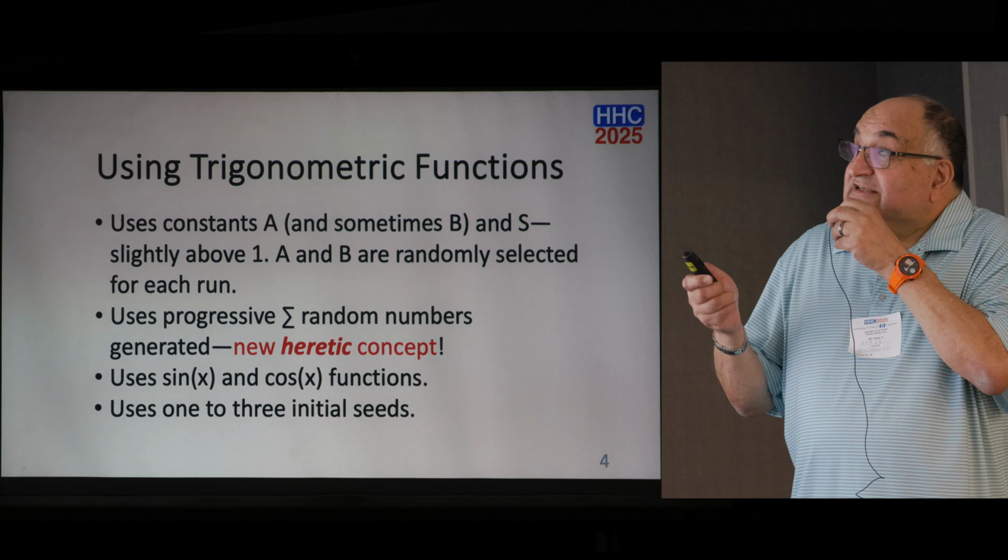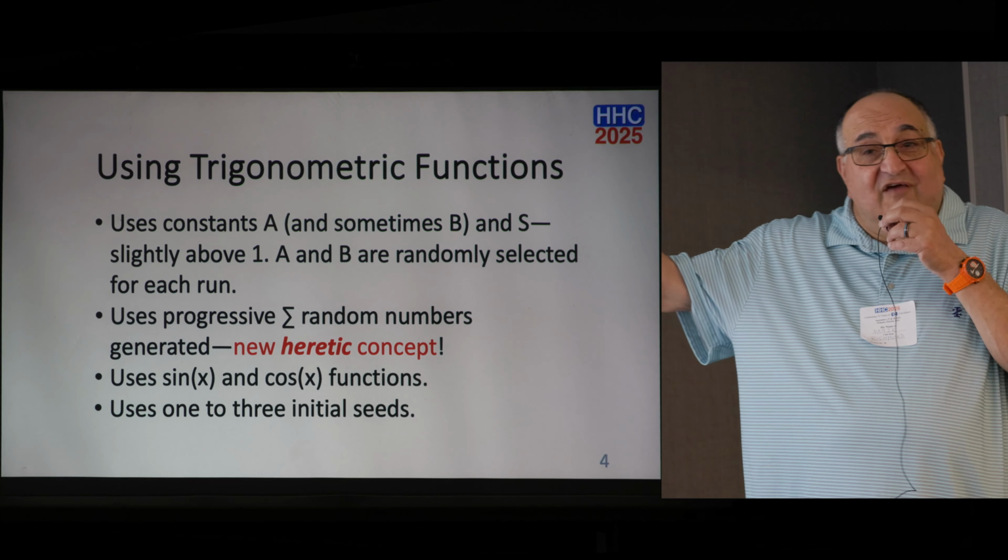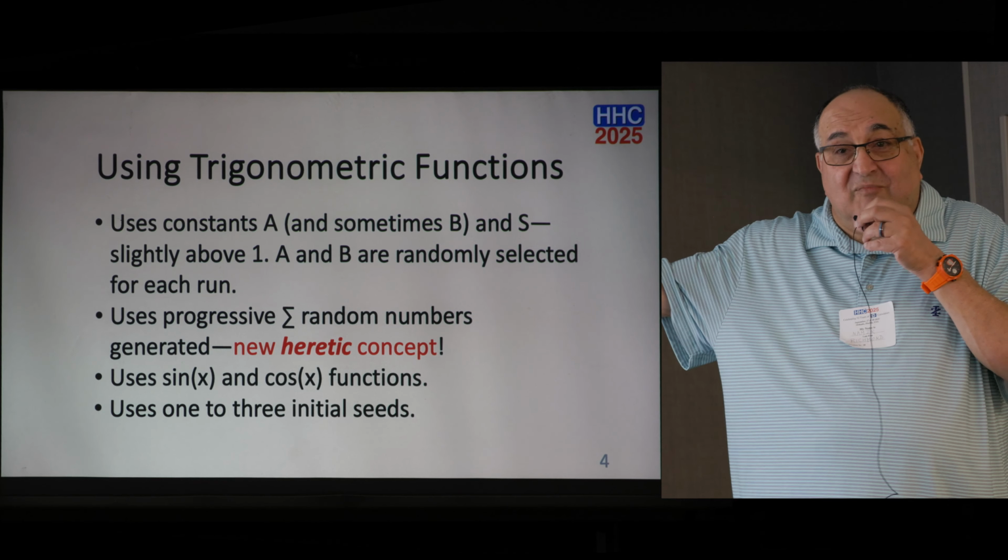The first set is, I use a constant A, and on a few of them B, although those did not make it well, and a constant S, which is slightly above 1. I played with it, and if I have it above 1, it seemed to do okay. A and B are randomly selected in each run. And I use the progressive sum of the random numbers. That's a new heretic concept.